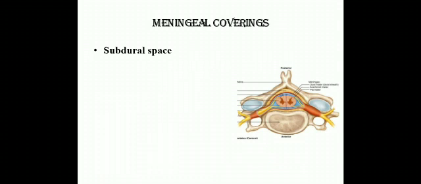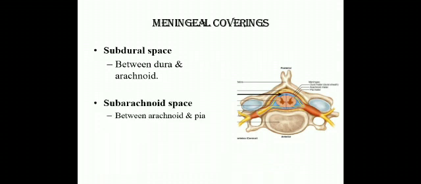So, in between these coverings, there will be a presence of space. The subdural space is present between the dura and the arachnoid mater. The subarachnoid space lies between the arachnoid and the pia mater, and the epidural space is present above the dura mater. So, here in this space we can give the epidural anesthesia. It is filled with adipose tissue and contains the network of blood vessels.